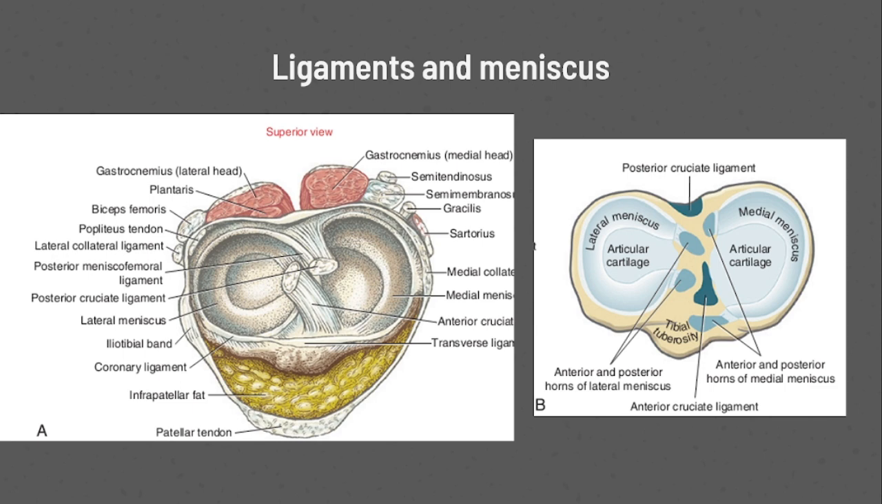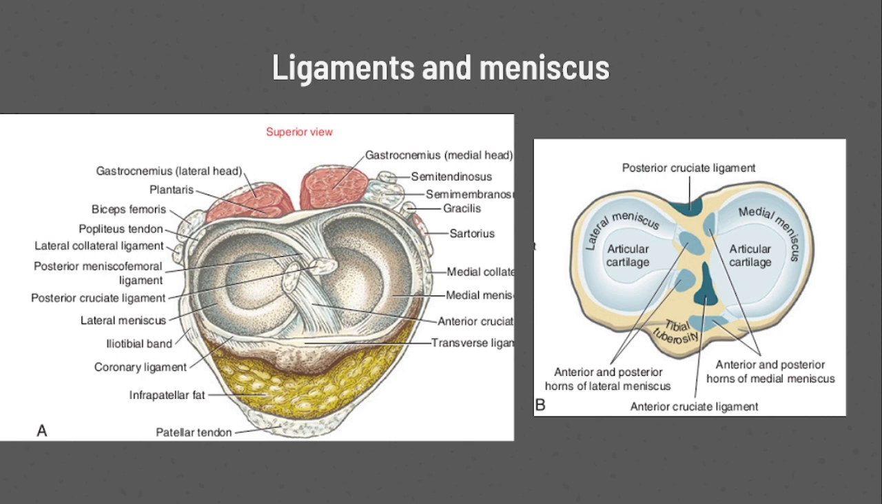The importance of the ACL, the anterior cruciate ligament, is that it prevents the anterior translation of the tibia and the posterior translation of the femur, while the PCL, the posterior cruciate ligament, prevents posterior translation of the tibia and anterior translation of the femur. Let's take a look at the extracapsular ligaments.